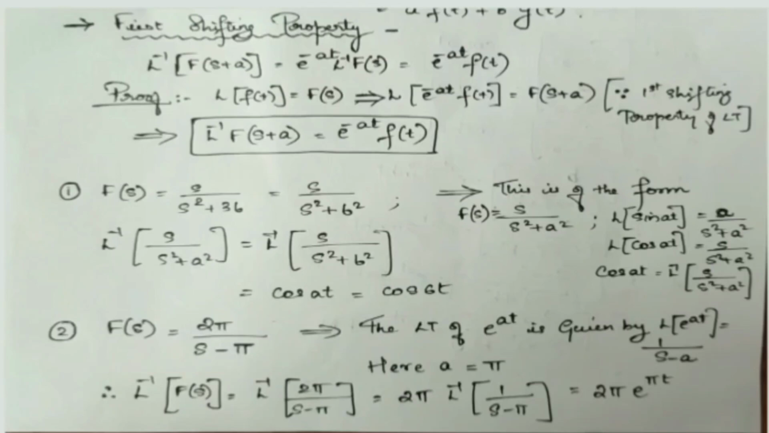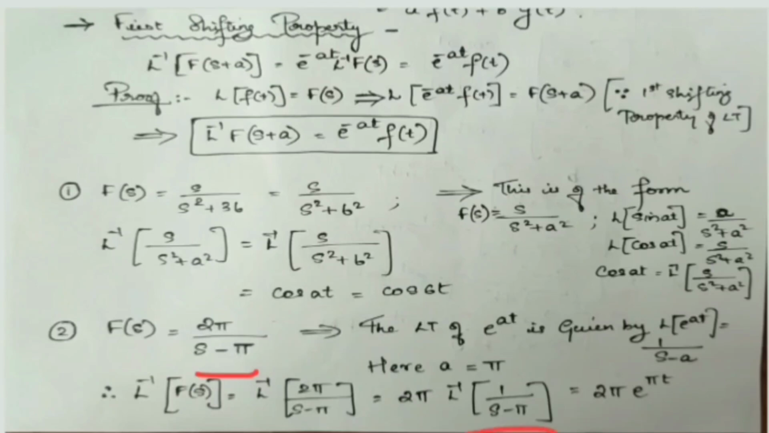So Laplace inverse of e raised to at is given by 1 by s minus a. Look at this. This is of the format 1 by s minus a. This 2 pi is a constant, so we don't have to bother about that. We can take that outside. So 2 pi Laplace inverse of 1 by s minus pi. This pi is equal to a, that is, pi is in the place of a. Laplace inverse of 1 by s minus a is given by e raised to at.